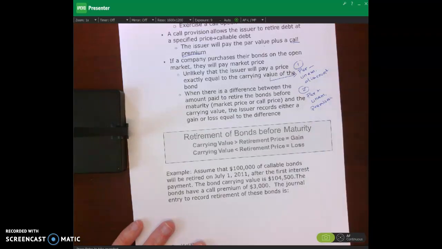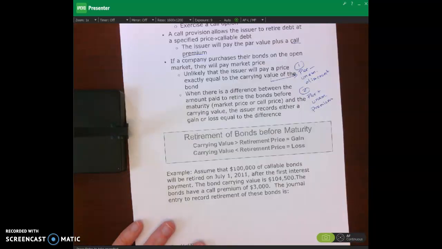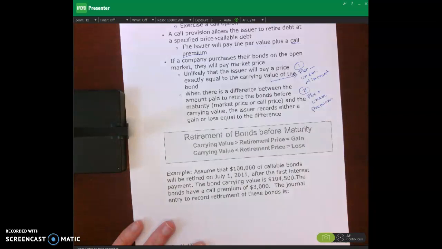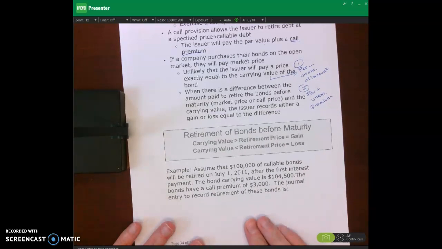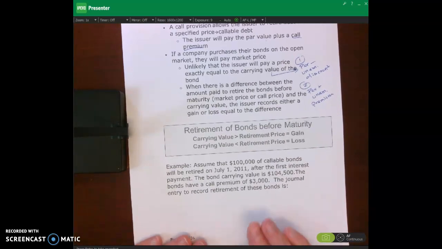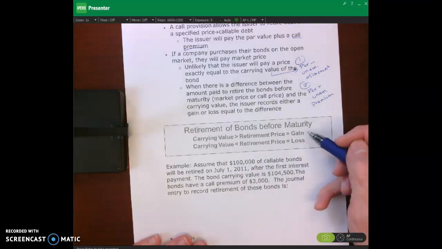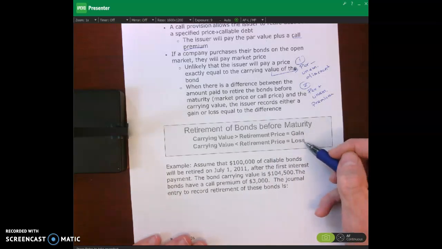Okay, so that's the carrying value. It's unlikely that the price they'll pay is exactly equal to the carrying value. So when there's a difference between the carrying value and the price that the company pays to retire that debt early, there's either a gain or a loss. A gain appears on the income statement, similar to revenue. A loss appears on the income statement as another expense.